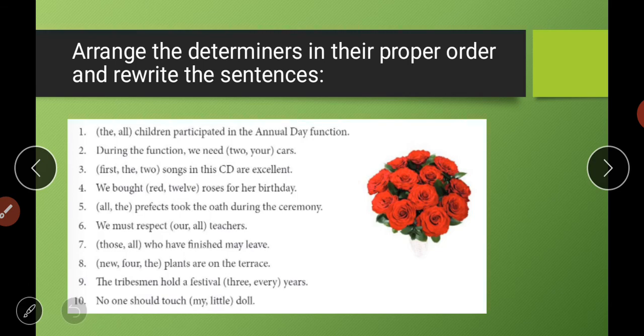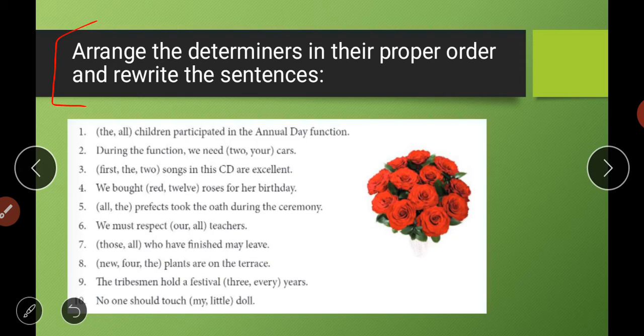So then again, there is an exercise for you people. Now arrange the determiners in the proper order and rewrite the sentences. So now two or three determiners are given in a bracket, and you have to specify the correct position of these determiners in the sentence. So the first one is, 'the all children participated in the annual day function.'